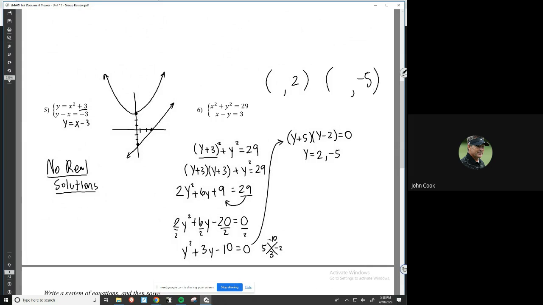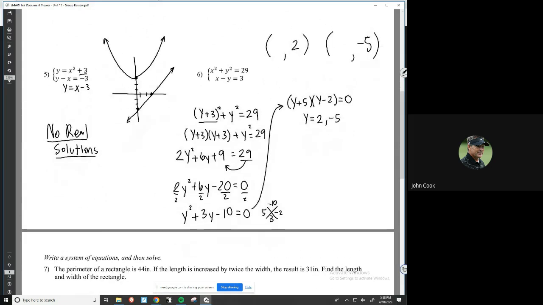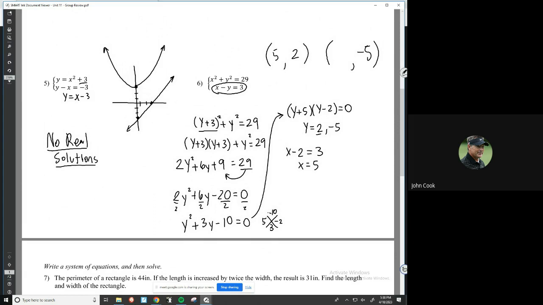Let's see what the corresponding x values would be. So I'm just going to use my linear equation. That's like the easiest one to use, right? And remember, the ordered pairs have to pass through both equations. So let's just use the easy one, the linear equation. So x minus one of my y values, let's pick 2. Okay, let's go 2 first. X minus 2 equals 3. So that means that x has to be equal to a positive 5. So 5, 2 is one of the ordered pairs.